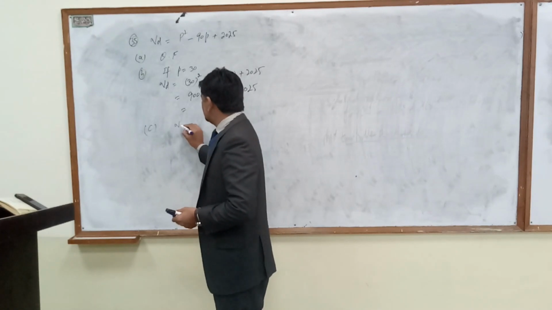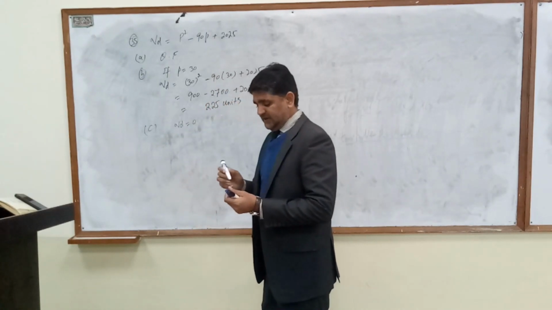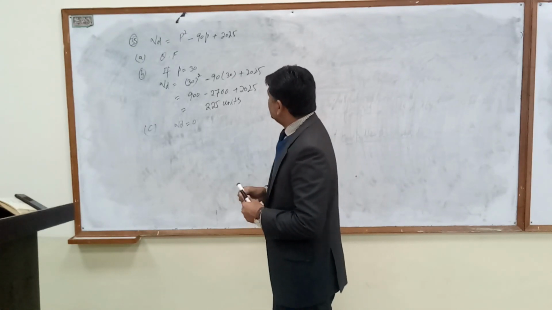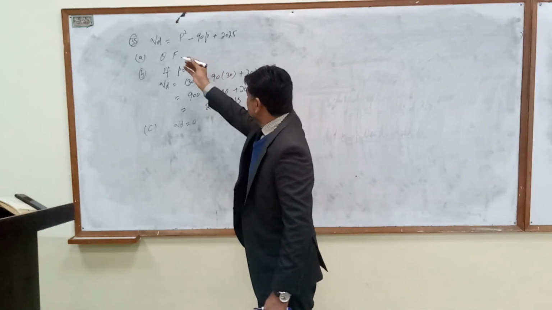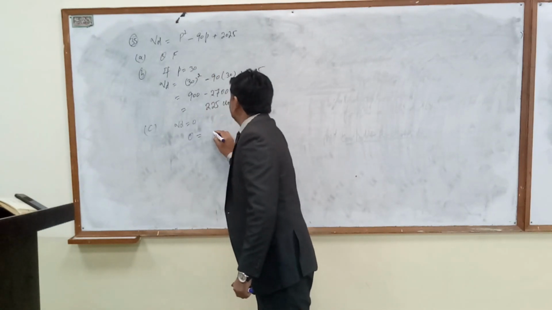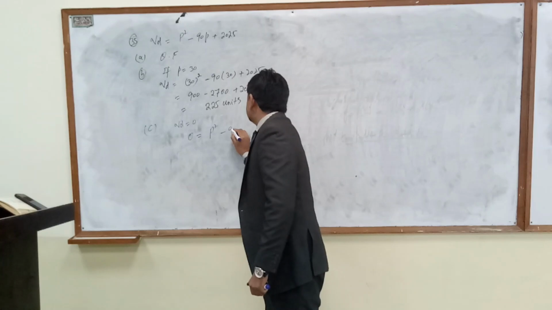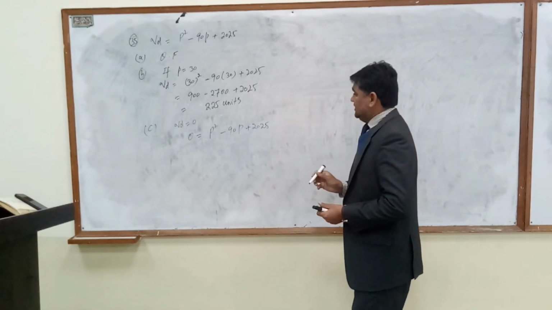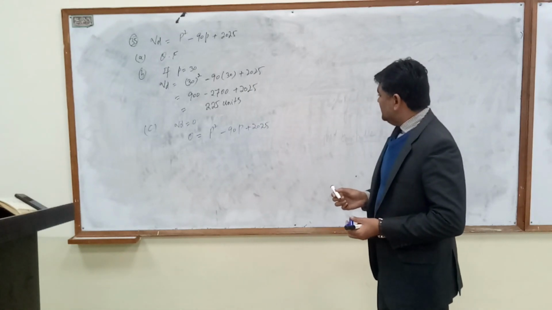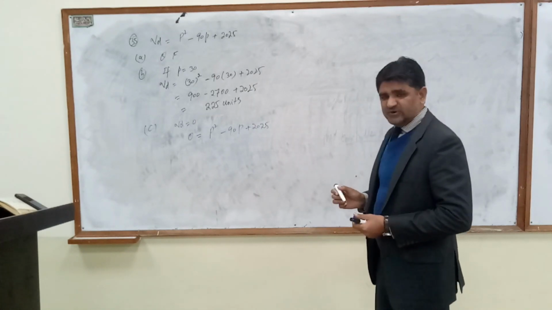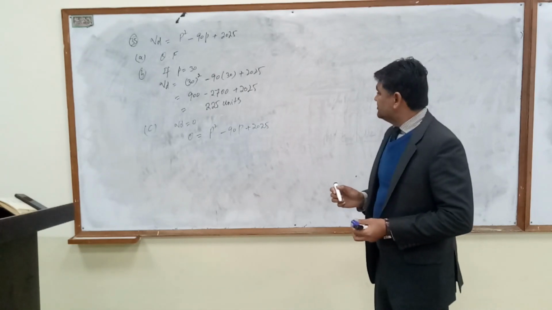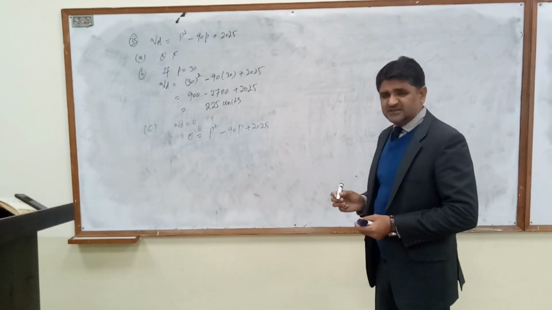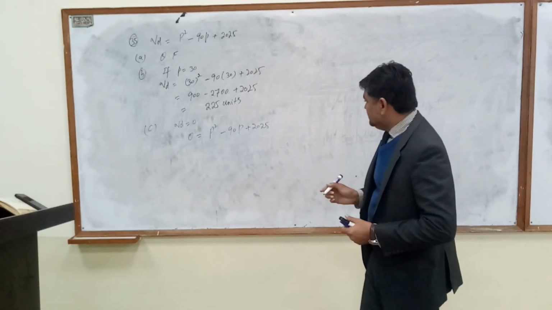We need to determine QD is equal to zero. We can simplify this quadratic function. So if QD is equal to 0, P square minus 90P plus 2025 is equal to 0. You can solve it through the quadratic formula, or you can solve it through the factorization method. If we use the quadratic formula, I think that will be more reasonable.